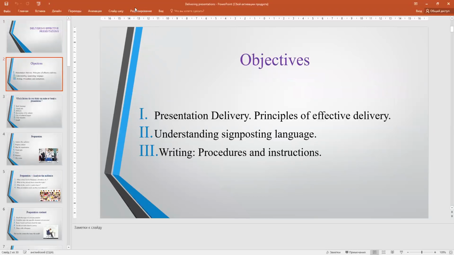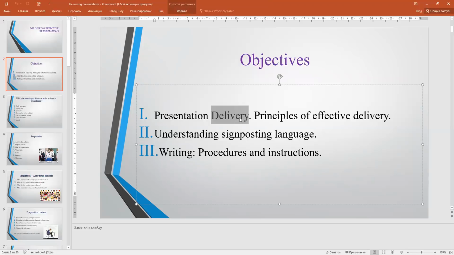So here are our objectives. The objectives are the main lesson aims and purposes. The first part of these objectives is presentation delivery, the principles of effective delivery. And the synonym of delivery is conveying, giving information. So, the principles of effective delivery.